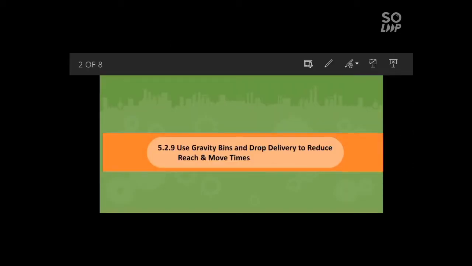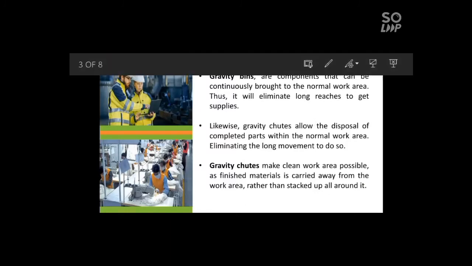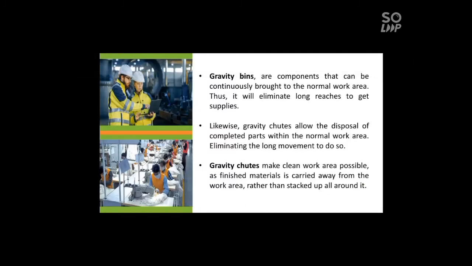For the next topic, use gravity bins and drop delivery to reduce reach and move times. Gravity bins are components that can be continuously brought to the normal work area, thus eliminating long reaches to get supplies. Basically, gravity bins are the containers which provide the worker all the supplies he needs. Likewise, gravity chutes allow the disposal of completed parts within the normal work area, eliminating the long movement to do so. Gravity chutes make a clean work area possible as finished material is carried away from the work area rather than stacked up all around it.